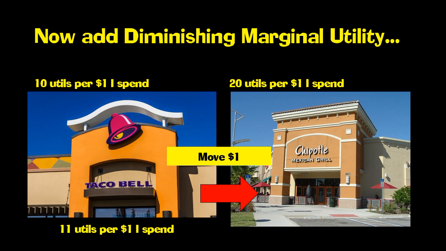Right? So now I moved $1 from Taco Bell to Chipotle. Now I'm getting 11 utils for every dollar I spend at Taco Bell, and I'm getting 18 utils for every dollar I spend at Chipotle. And the next time maybe it's 12 and 16. And the next time maybe it's 14 and 14. And now I've reallocated my spending to make myself better off.